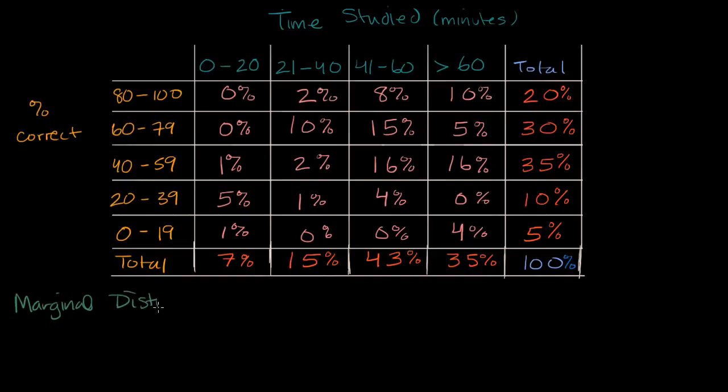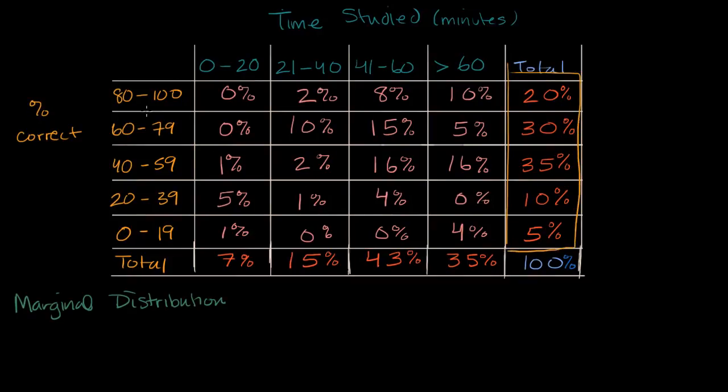distribution. And this is the idea of, okay, I can break down my class based on both of these variables. But what if I only care about the distribution of just the percent correct? I don't want to break it down by time studied. Well, if I want to figure out the distribution of percent correct, I could just total up each of these rows, and I would end up with this distribution right over here.